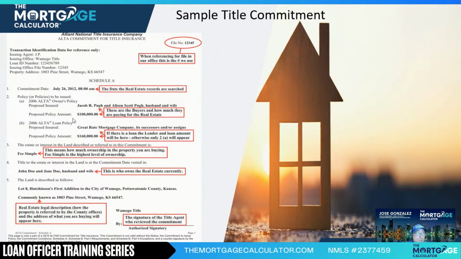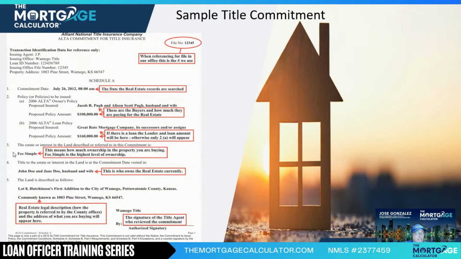You have the proposed policy amount, right? Depending on what we're talking about here, if this is the lender's policy, that's going to be the loan amount. Actually, that's the owner's policy on the top there, and the next one below is the loan amount, the lender's policy. So owner's policy for 100, lender's policy for 160. You see Great Rate Mortgage Company, its successors and/or assigns, as the proposed insured on the lender's, and the individual names or whoever is the actual borrowers as the proposed insured.